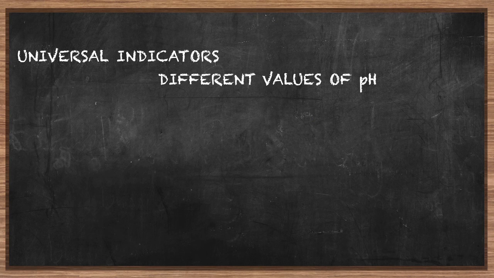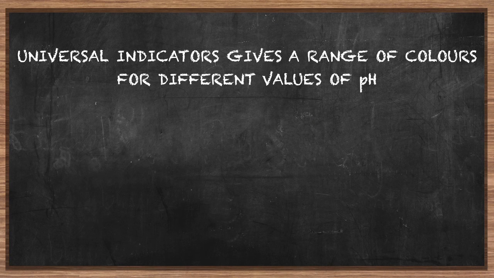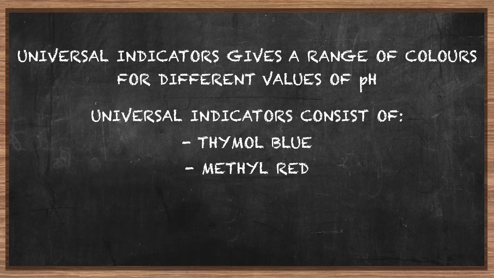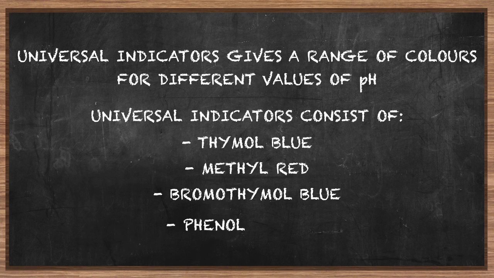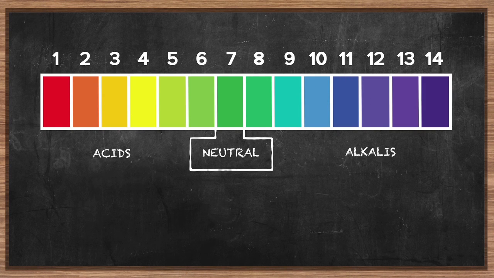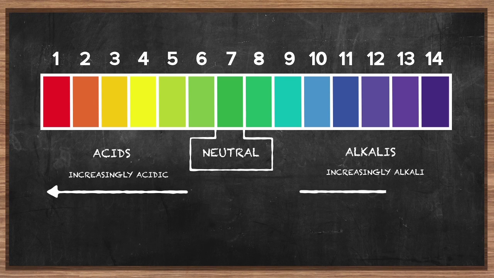Universal indicator gives a range of colors for different values of pH. Using universal indicator enables a closer approximation of the pH value of the solution. Universal indicator consists of thymol blue, methyl red, bromothymol blue, and phenolphthalein mixed together in the form of a solution. This mixture is important because each component has specific color changes that occur at different pH values. Their combination of colors produces the gradual color changes shown in the indicator chart.